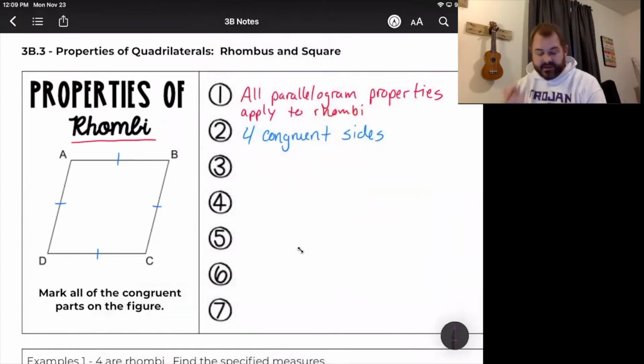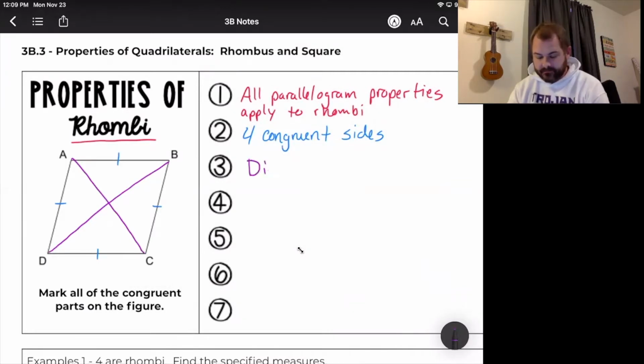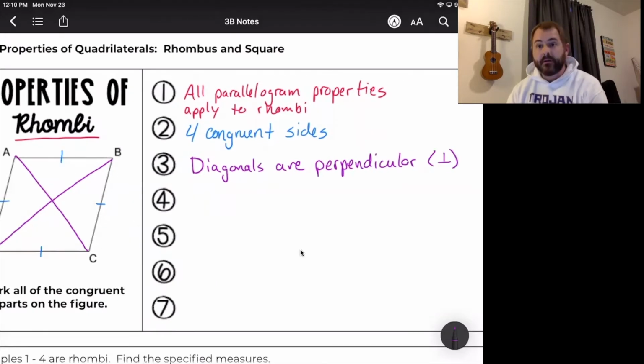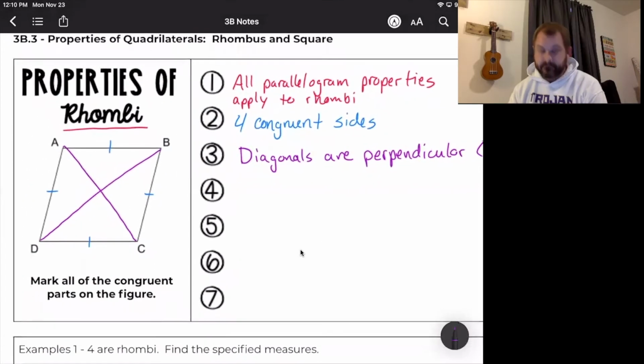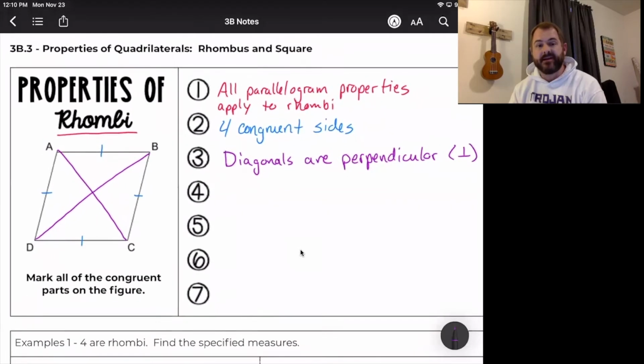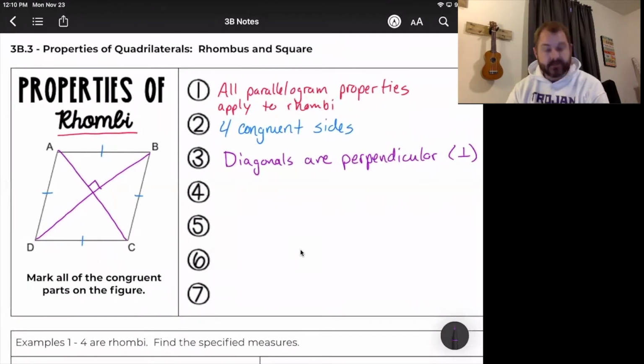And those deal with the diagonals. So I'm going to draw in the diagonals and help you understand some things about these diagonals. The first is that the diagonals are actually perpendicular. As we look at this, with the diagonals being perpendicular, that means they intersect at right angles to one another. So we can mark it just with one right angle box.